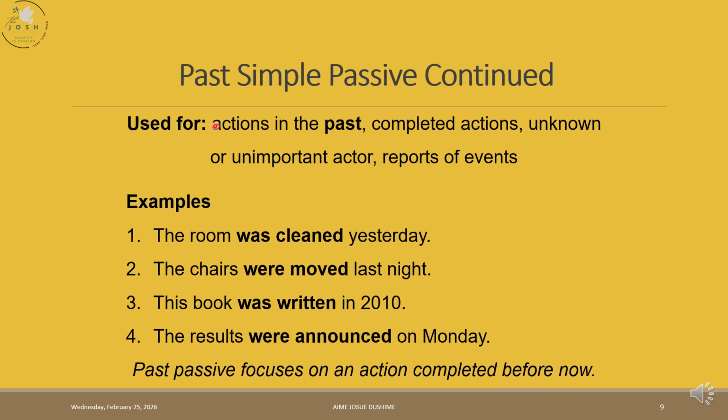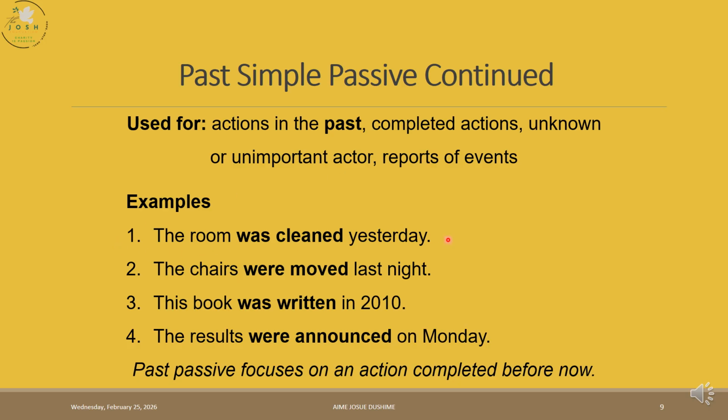We use past simple passive for actions that happened in the past, for completed actions, unknown or unimportant actor, and for reports of events. If you are going to report events, or speak of something where the doer is unknown, we just use the past passive for completed actions in the past.